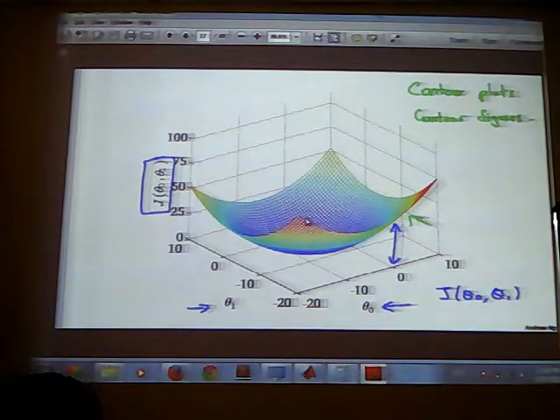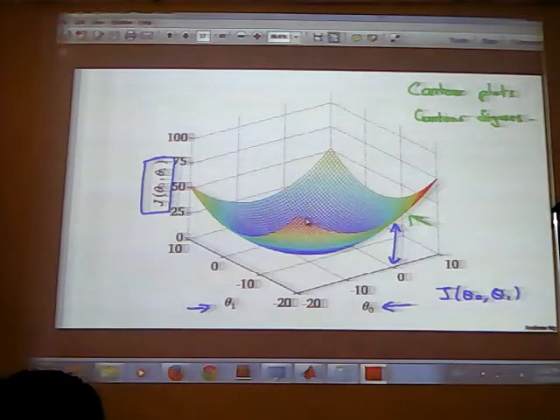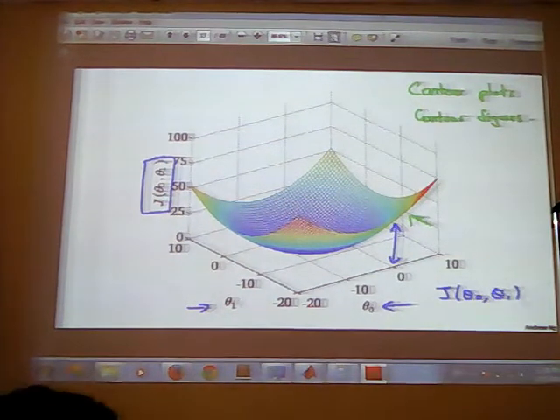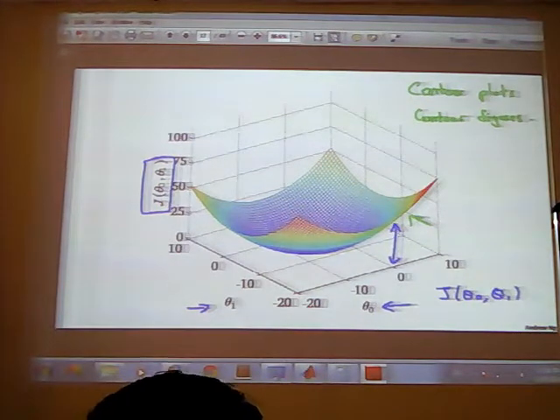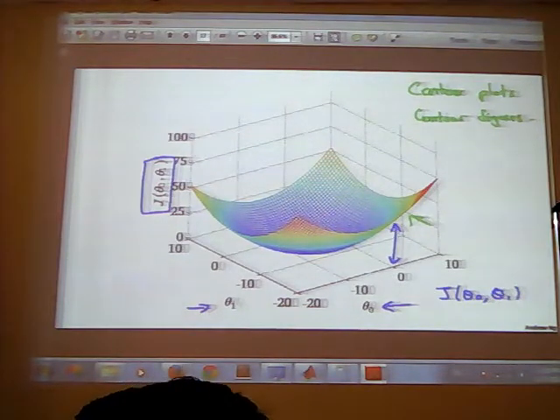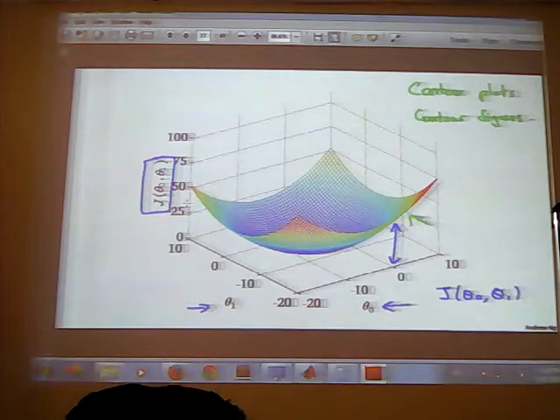This height represents the value of J of theta. Say theta 0 equals 0 and theta 1 equals somewhat minus 5, if we consider this point. So for theta 0 equals 0 and theta 1 equals minus 5, we have a value of J of theta somewhat near 12. This figure is also known as a contour plot. Is this figure clear to you?